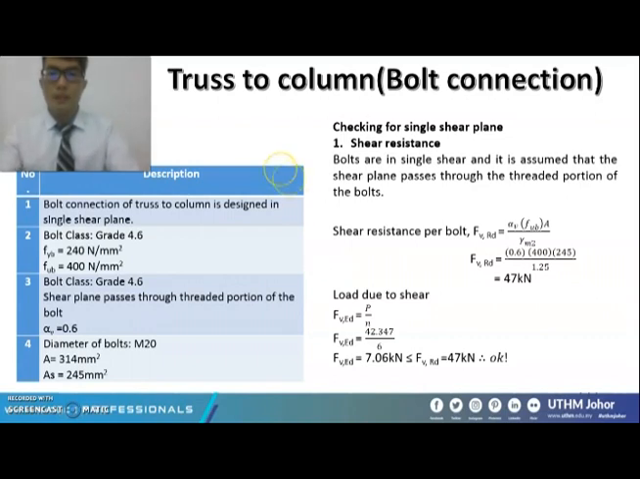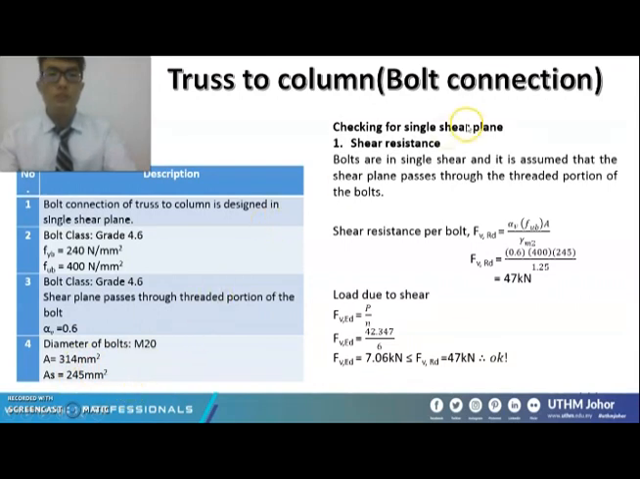Hi, I'm Senzong, and I present the truss to column using bolt connections. The bolt connection of the truss to column is designed in single shear planes. We use bolt class grade 4.6, so we get fyb 240 and fub equal to 400 Newton per millimeter square. The diameter of the bolt we use is 20 millimeter, and then we get A equal to 314 millimeter square and As equal to 245 millimeter square.